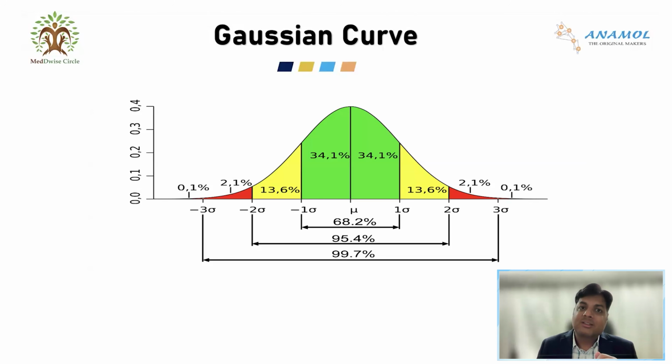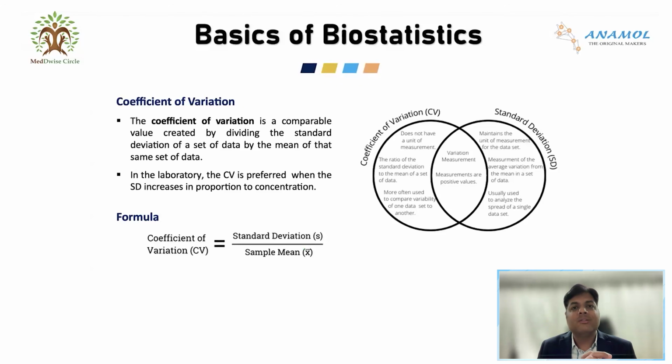Now, apart from this, there is also one more terminology which is called coefficient of variation. In short, it is called CV. Some people also call it CV percentage. So CV percentage is nothing but the comparison between the standard deviation and the mean of that particular test range. How is this important to us in a pathology lab? We will try to understand with the help of one example.